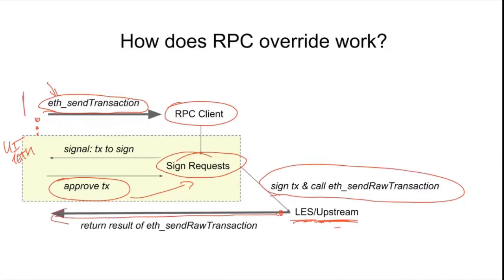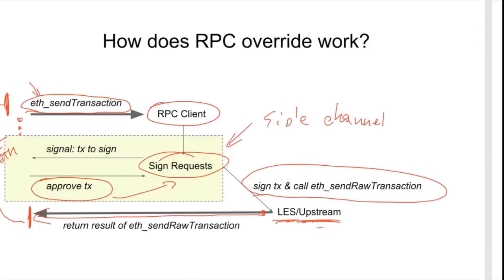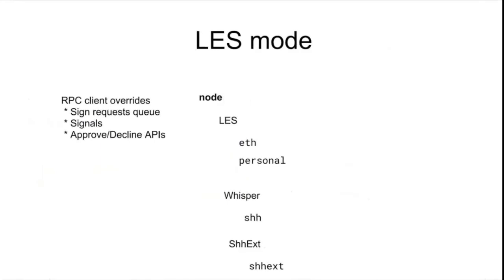So this method sort of waits for this whole process. It doesn't know that anything happens here, and this is like a side channel into our UI, into our application. So that's how we override RPCs. And that's essentially our LES node, the one that is without RPC. So that's how it works.